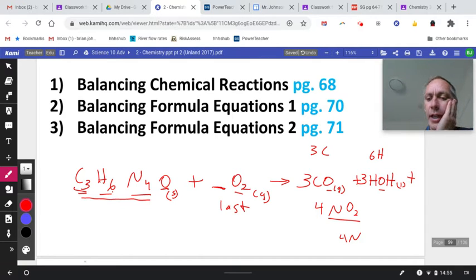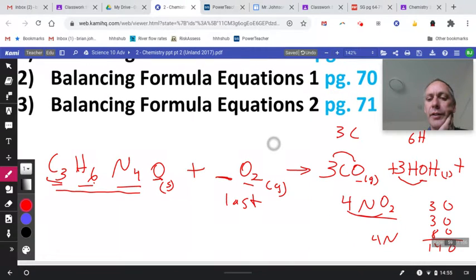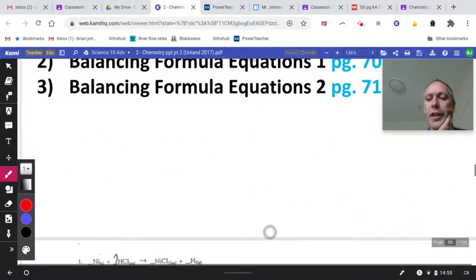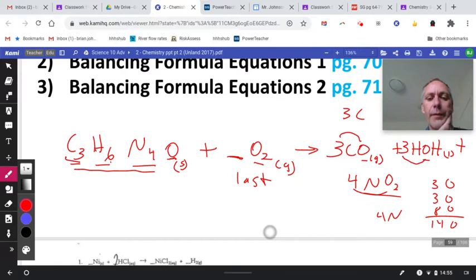So what have we got right now? I've got a total of 3. I'm just going to make a little list here. 3 oxygen, 3 oxygen, and 4 times 2 is 8. 8 and 6 is 14. Okay, so we have a total of 14 oxygens. And on this side, I need 14. So I have 1 here. That should be 1 oxygen. So that really means I need 13.